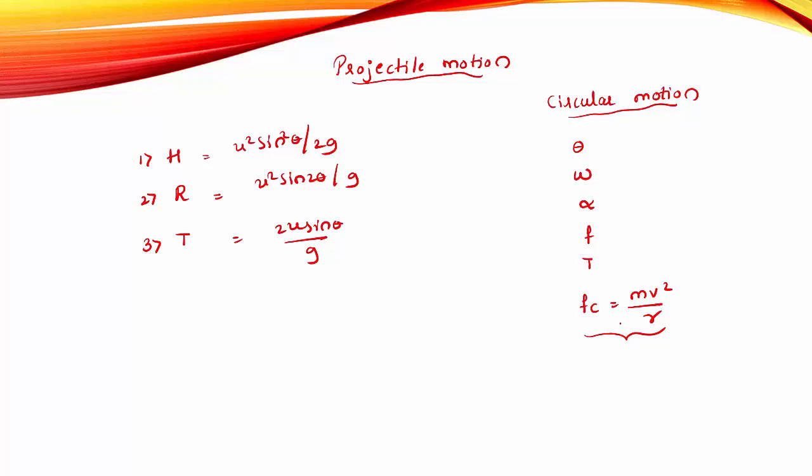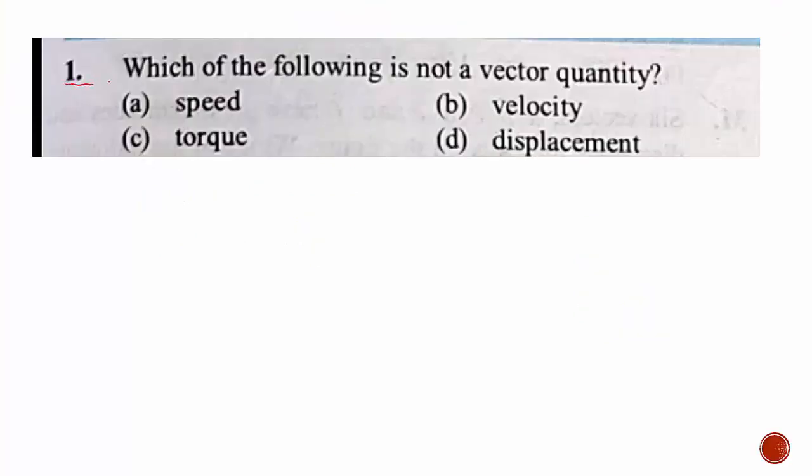Now we can solve multiple choice questions on this chapter. Question number 1. Which of the following is not a vector quantity? Options: speed, velocity, torque, displacement. Yes, we know that vector quantity is having both magnitude and direction. Scalar quantity is having only magnitude. Now observe the options here.